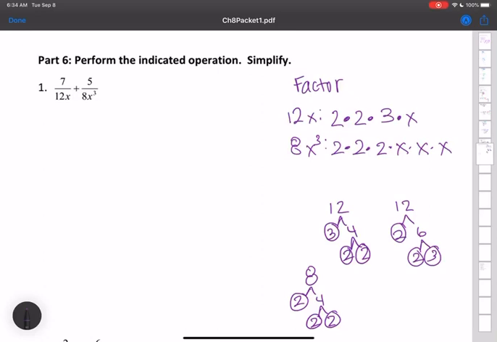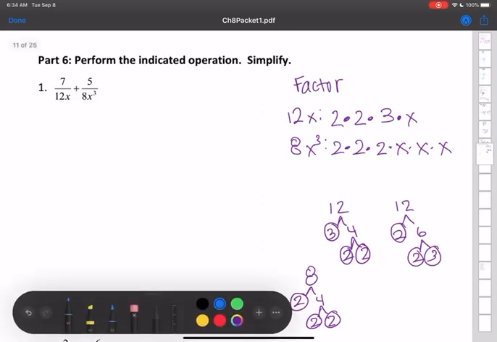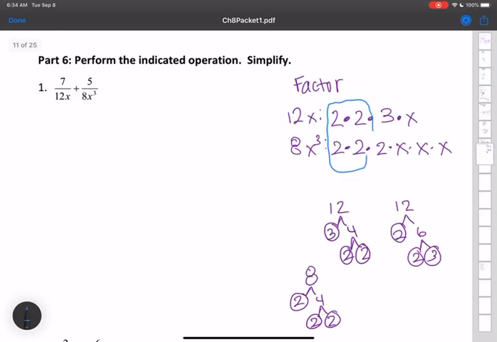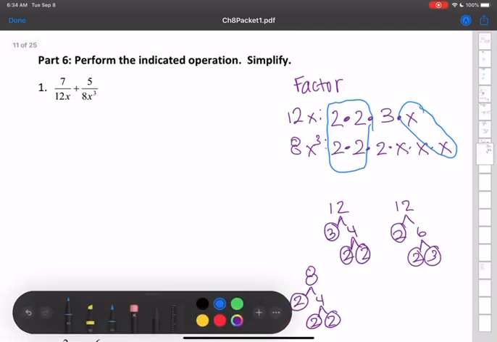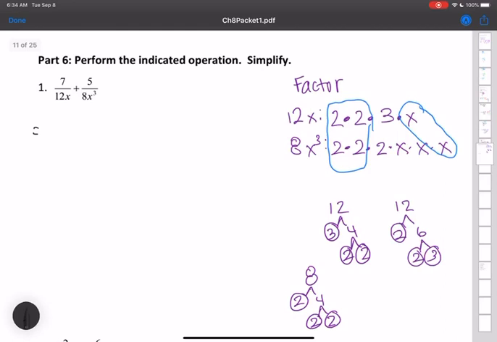So now what I do is I go through and I look and see what factors do they share in common, because I don't want to make this fraction enormous. I want it to be the lowest common denominator that I can get. So I'm going to circle what they already have in common, which is 2 and 2 and an x. Okay, now I'm going to go ahead and rewrite my original problem. I'm going to leave some space in between.